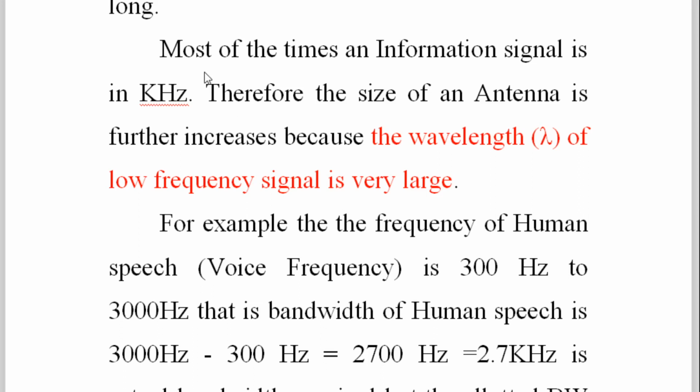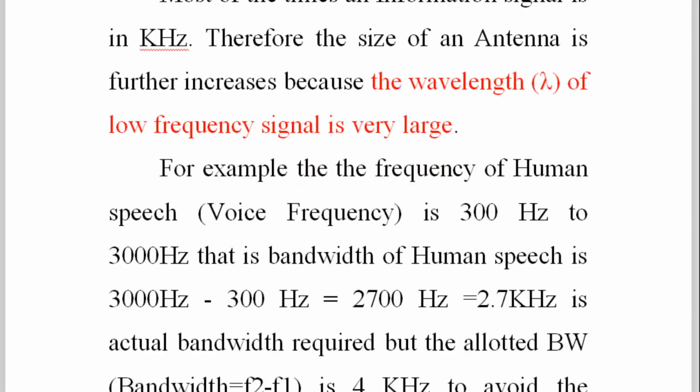So what is the solution then? Most of the time, an information signal is in kilohertz only. Therefore, the size of an antenna further increases. We have considered 100 kilohertz, and most of the time it is in kilohertz, less than 100. Then the size of antenna will further increase because the wavelength lambda of a low frequency signal is very large. Inverse relation between the wavelength lambda and frequency. Lower the frequency, higher the lambda.